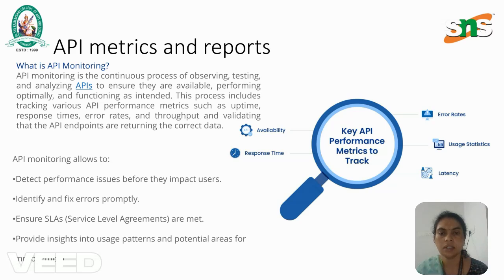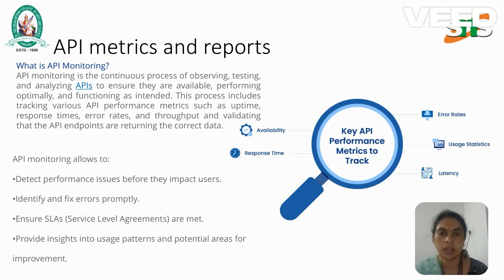API metrics and reports: API monitoring is a continuous process of observing, testing, and analyzing APIs to ensure that they are available, performing optimally, and functioning as intended. This process includes tracking various API performance metrics such as uptime, response time, error rate, and throughput, and validating that the API endpoints are returning the correct data.